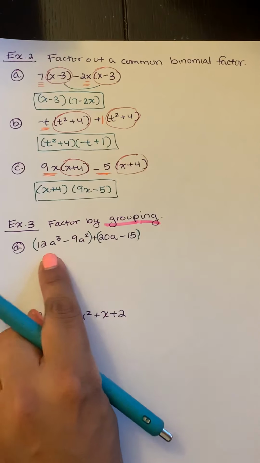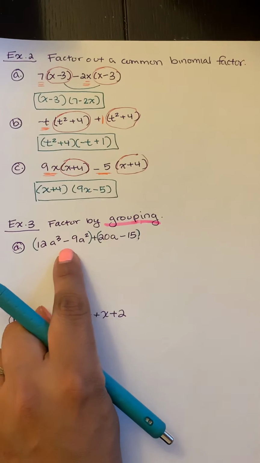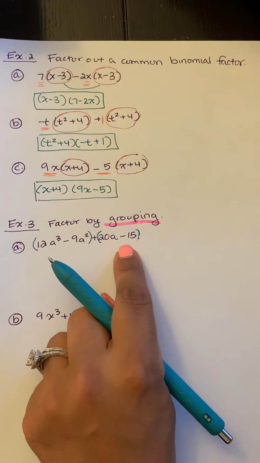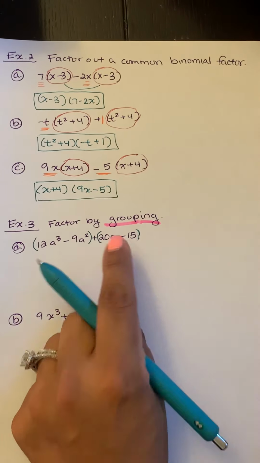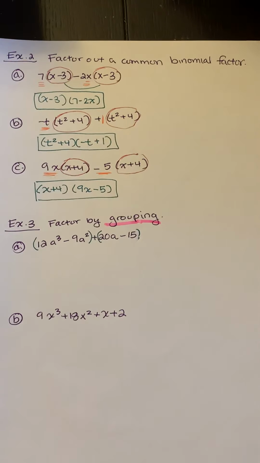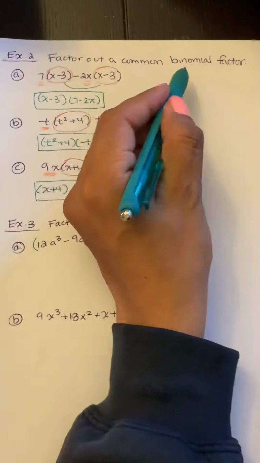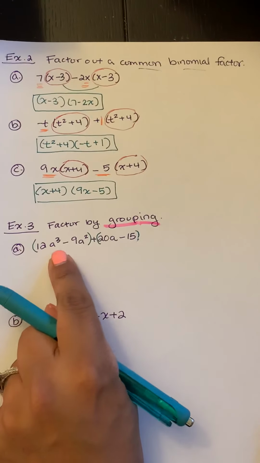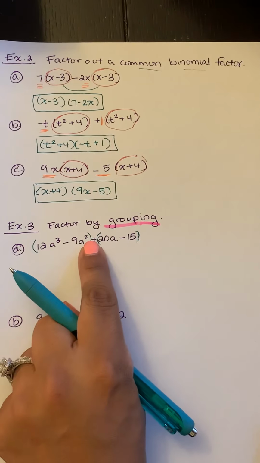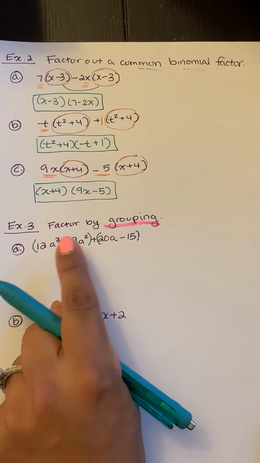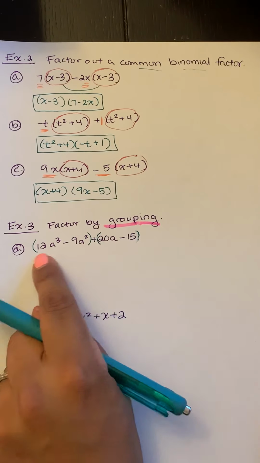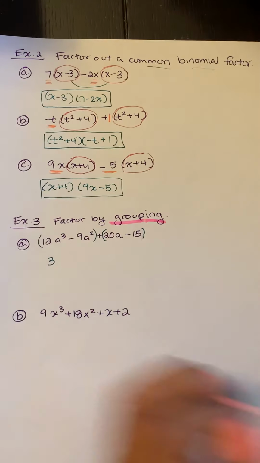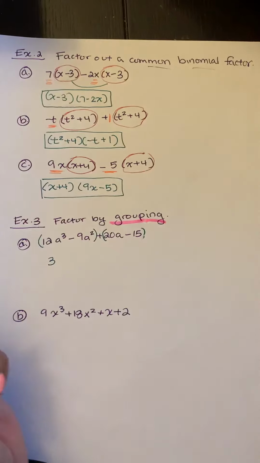We're basically going to factor out the GCF of 12a cubed minus 9a squared and 20a minus 15. And when you factor by grouping, you're looking for a common binomial factor. Okay, so again, 12a cubed minus 9a squared. What can go into 12 that can also go into 9? I'm thinking 3. So let me take out a 3.